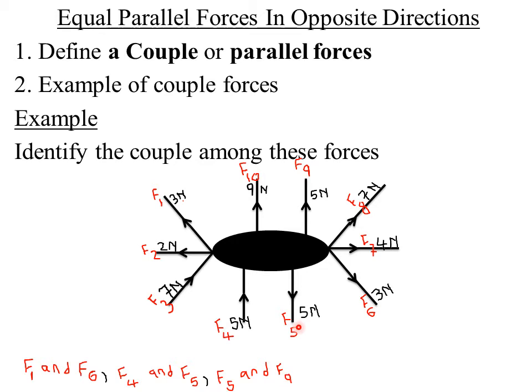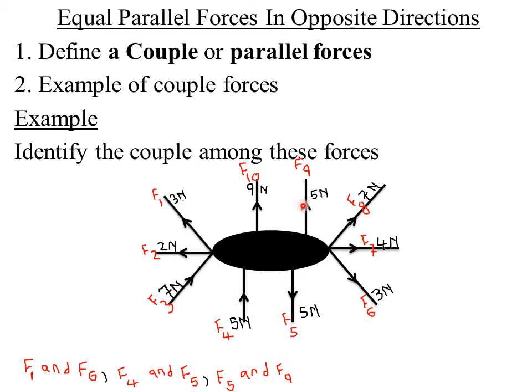Then we also look at force F5 and F9. Force F5 is moving downwards, force F9 is moving upward, so they are moving in opposite directions. Force F9 is 5 Newton. Force F5 also has a magnitude of 5 Newton, so the two forces are equal. Then force F5 and F9 are parallel to each other, as you can see here.